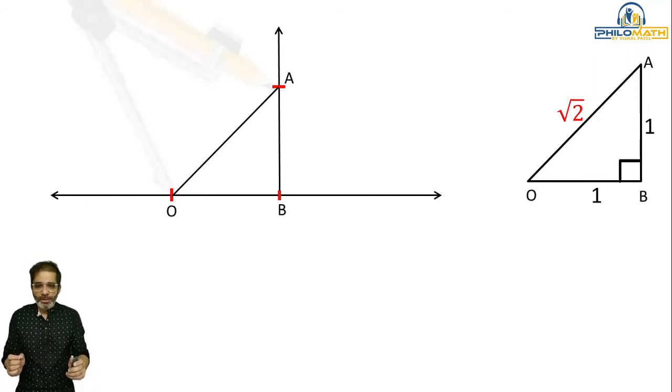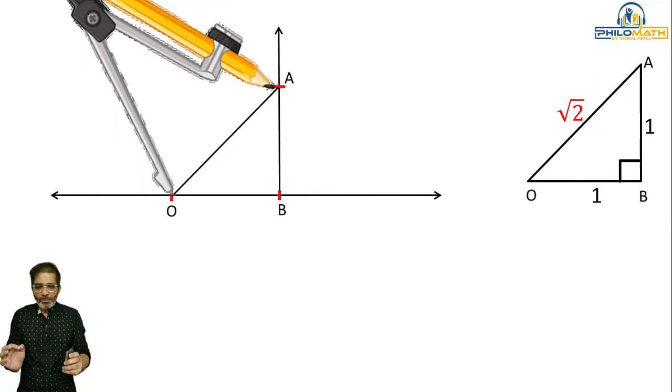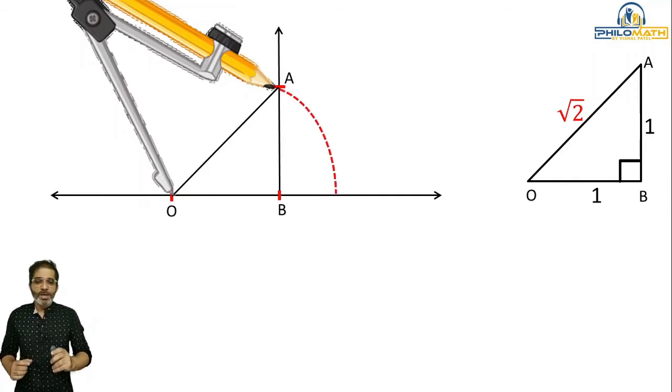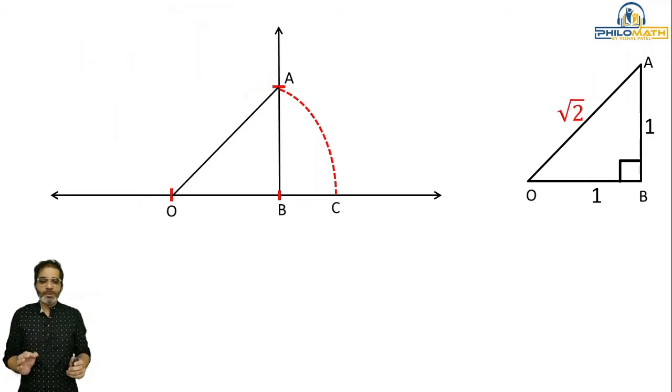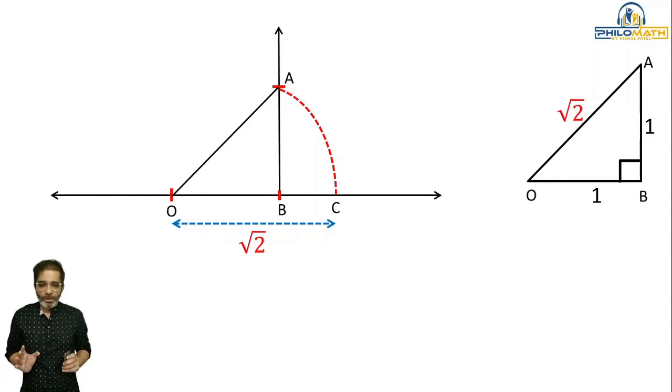So how do we do that? Let's see. Take a rounder in such a way that the rounder point is at O and the pencil point is at A. Measuring that from A, you have to cut an arc on the number line. So what I'm doing is taking root 2 on a number line, right? Let us take that as point C. So I will say that OC is nothing but root 2. Now with this we are going to plot root 3 on a number line.